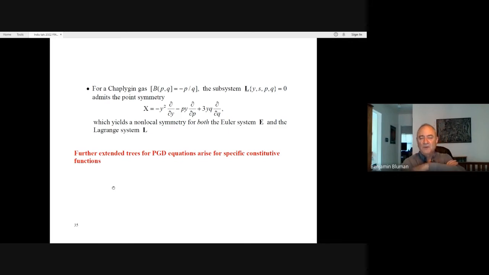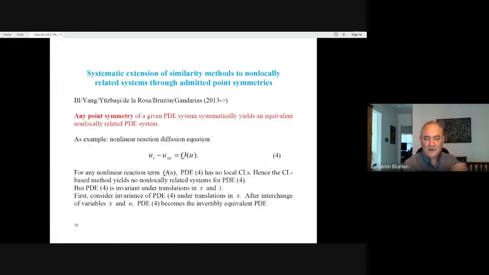A very fundamental role was played by a paper by Ibragimov, Akatov, and Gazizov, where they had some ad hoc methods of getting non-local systems. Okay, a very good paper written many years ago. I want to talk about the systematic extension of similarity methods to non-locally related systems through admitted point symmetries. So this work, from the published sense, started in 2013.